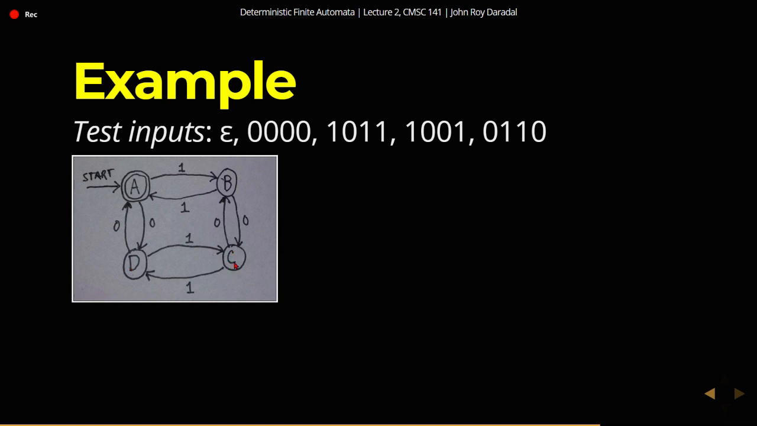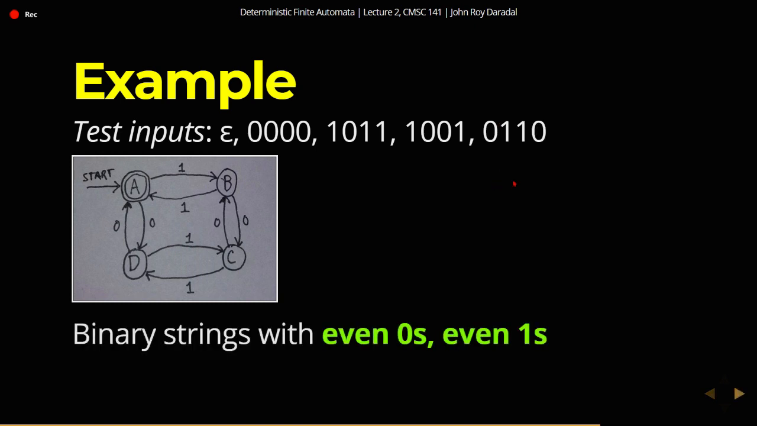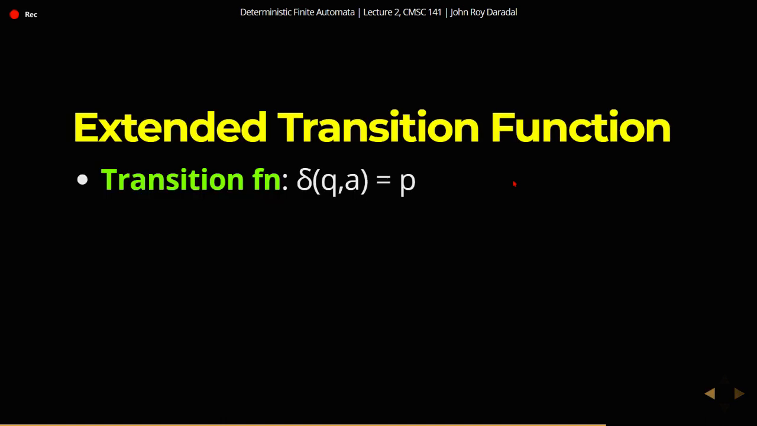For the next one, 1, 0, 1, 1. So it ends up in C because it has an odd number of ones and an odd number of zeros, right? So that one is not accepted. Next, 1, 0, 0, 1. So it ended up back in A. So this one is accepted because it has two ones and two zeros. So that's even zeros and ones. Finally, we have 0, 1, 1, 0. So that also ends up in A. So that is also accepted because it has an even number of zeros and ones. Okay, so hopefully that's clear.